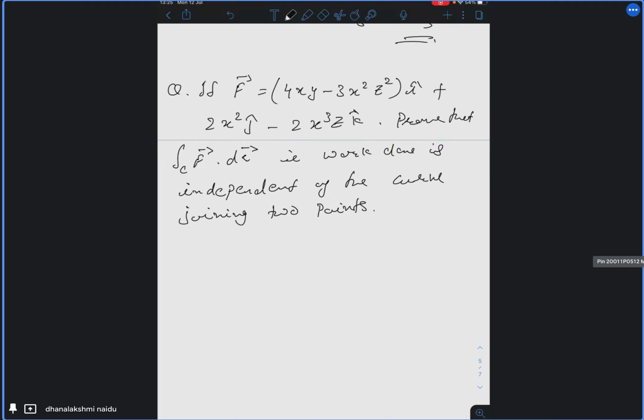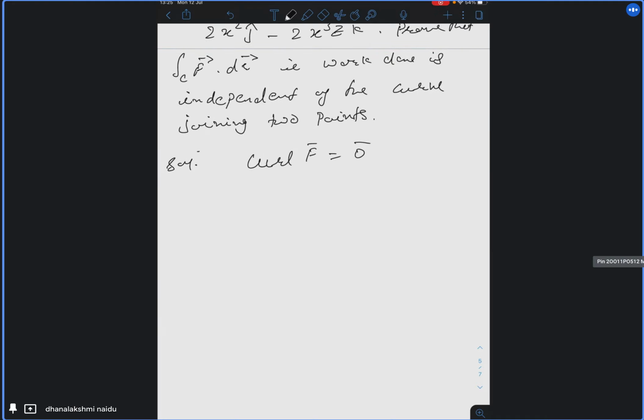So all that theory you can write, but what you need to prove is curl of f bar is equal to 0 bar. If this happens, then you can say that the work done is independent of the path. So try it, calculate it, whether you got 0 or not. Tell me.